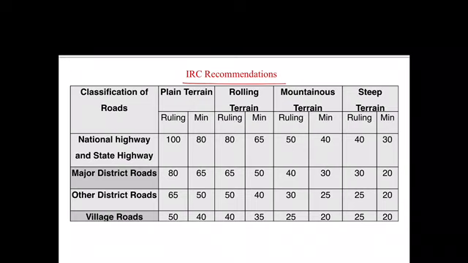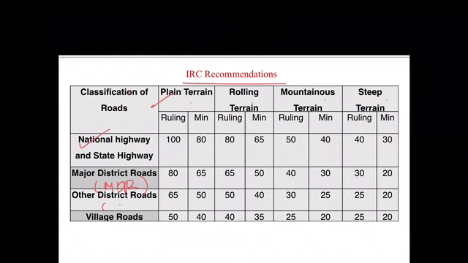for various categories. Here the classification is based first on the terrain condition and second on the category of the road. Terrain condition is nothing but the general slope of the area. Based on the general slope of an area, we can classify the terrain into four categories: plain, rolling, mountainous, and steep terrain. Based on the category of road, you can classify roads as national and state highways, major district roads or MDR, other district roads or ODR, and village roads, VR.